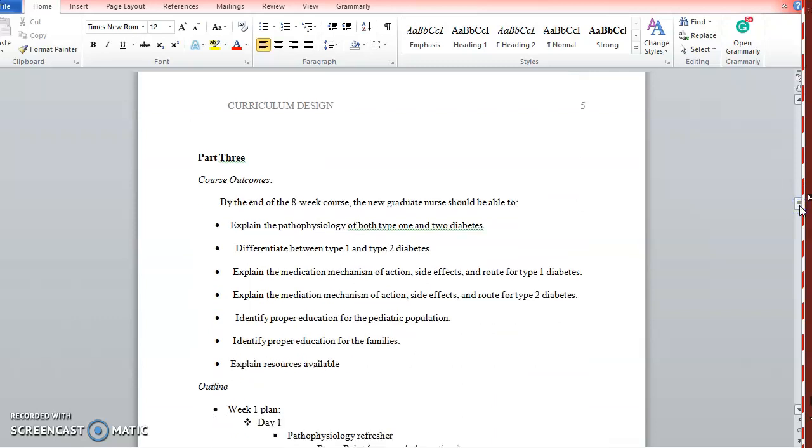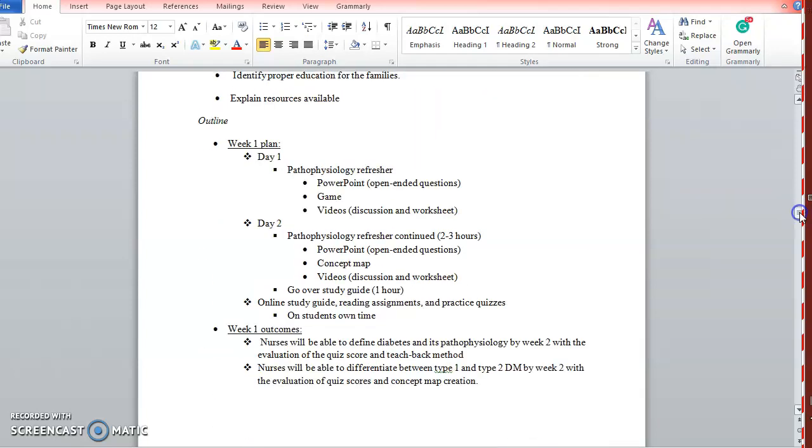Here are my course outcomes. By the end of the 8 weeks, you need to explain the patho of both type 1 and 2, differentiate the two types, explain the medication mechanism of action, side effects, and route for both types, identify proper education for both pediatric patients and the families, and explain resources available. So I did the 8-week course. It's a day 1 and a day 2.